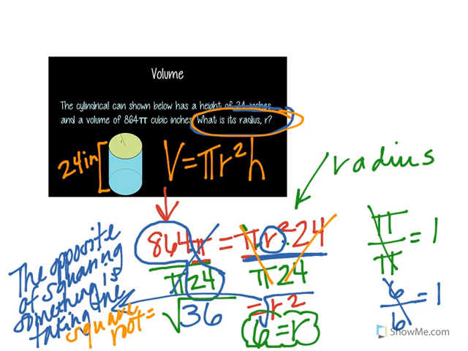So the answer for the radius of the can would be 6 inches. I knew it was in inches because the height was also in inches.